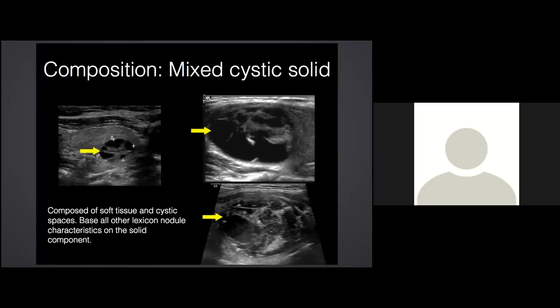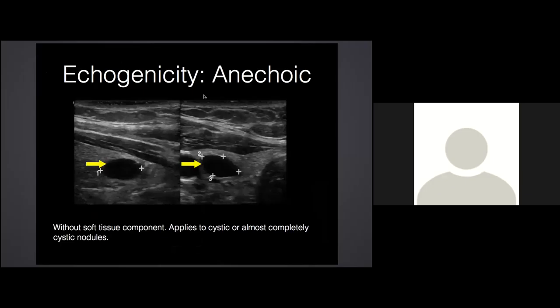This is a mixed cystic solid. For some nodules it is greater than 50% cystic, for some nodules more predominantly solid. So these are composed of soft tissue and cystic spaces. This is an example of an anechoic nodule without soft tissue component, which applies to cystic or completely cystic nodules.